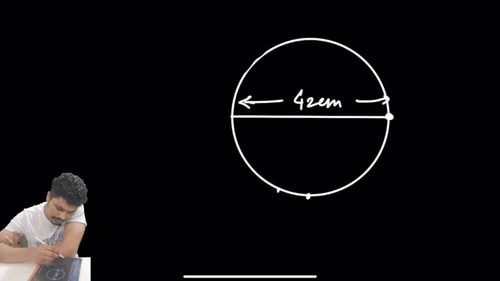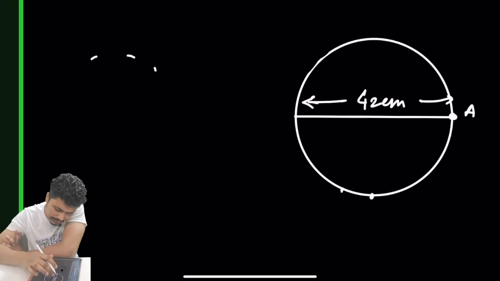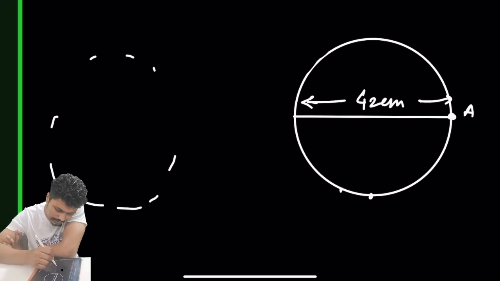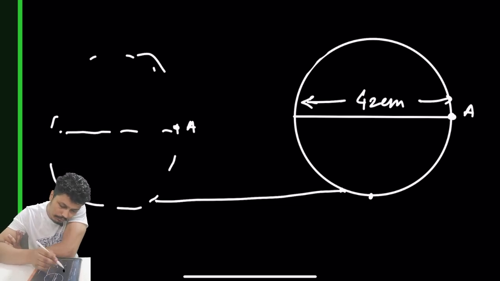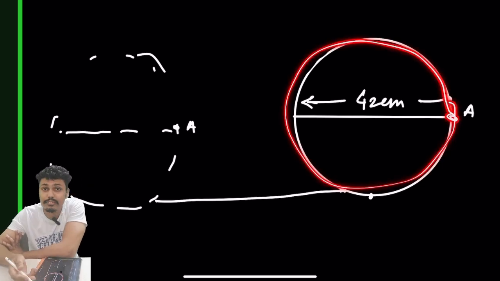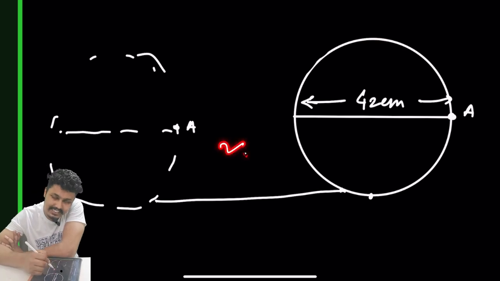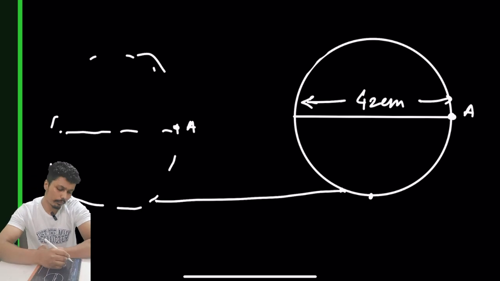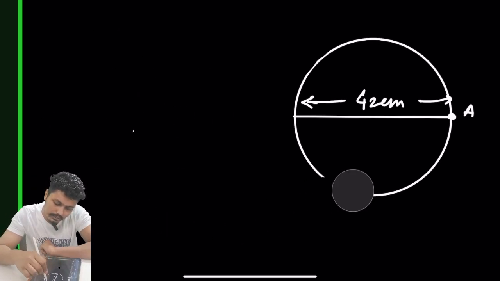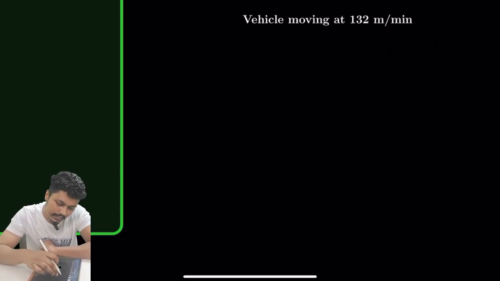Let's say this point is A, and if it reaches here after one rotation, it will be A again. So what will be the distance? The distance will always be from here till here, the circumference, right? So the distance traveled in one rotation will be equal to the circumference. So we need to find out the circumference.